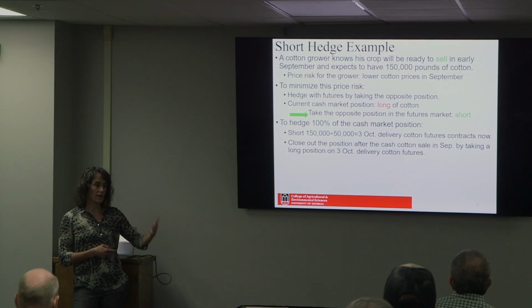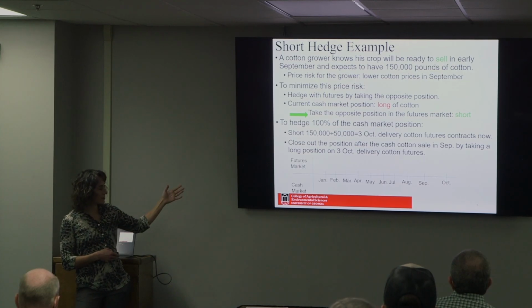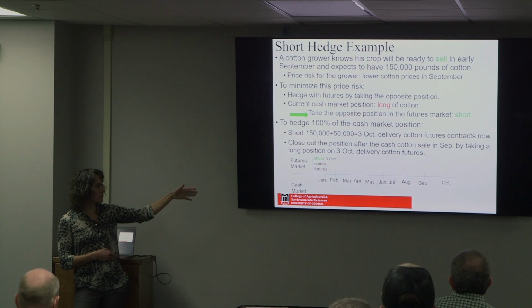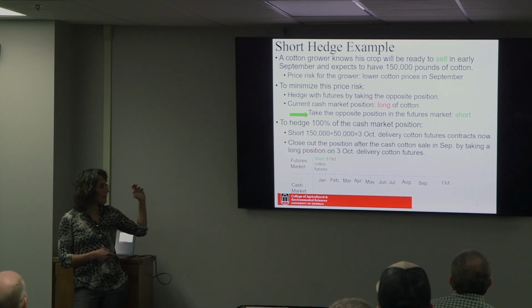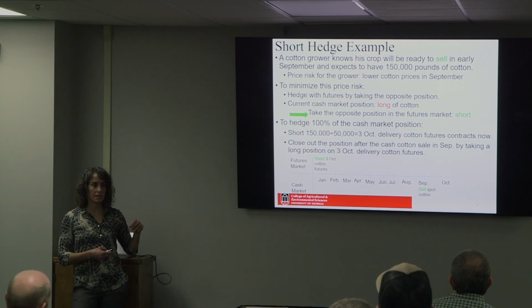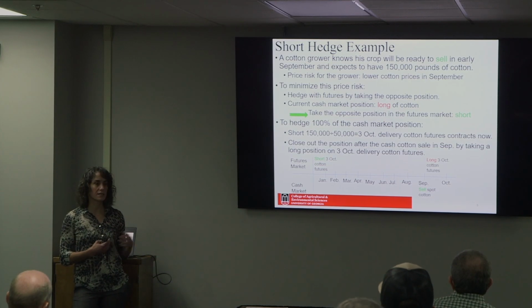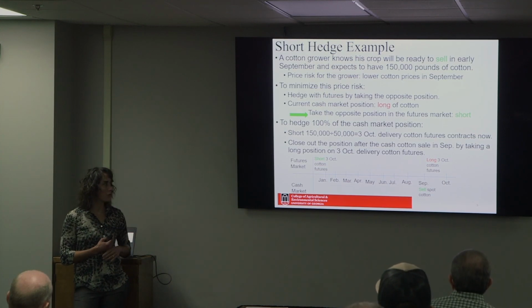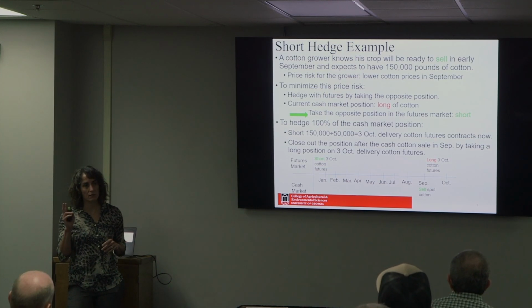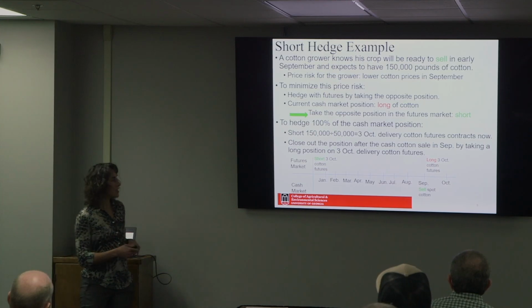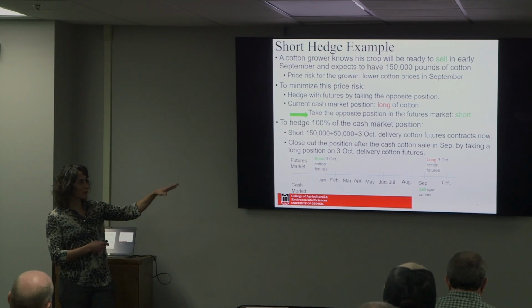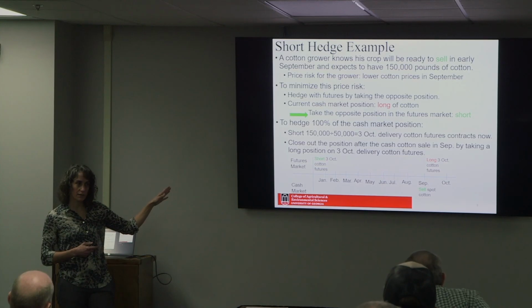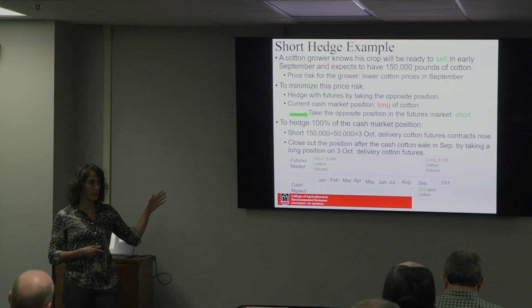And then, I like to use a timeline here. Right now we will short the futures contract, and then in September we will sell our crop in the local market. After that, we go ahead and take the opposite position to our futures position by going long in those 3 October delivery futures contracts. So then the futures market transactions cancel each other. Of course, we're going to look at the prices to see if we made a profit or loss on that.